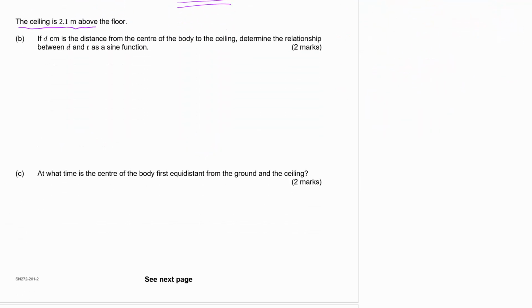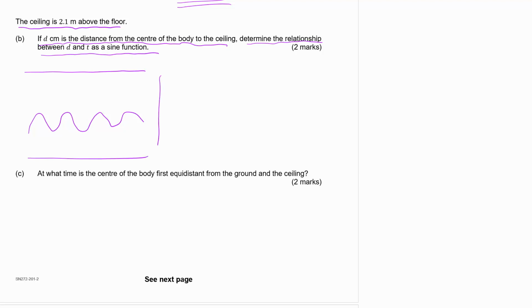The ceiling is 2.1 meters above the floor. If d is the distance from the center of the body to the ceiling, determine the relationship between d and t as a sine function. So we have our object going up and down, and the ceiling is up here, and that's going to be 2.1 meters or 210 centimeters above.